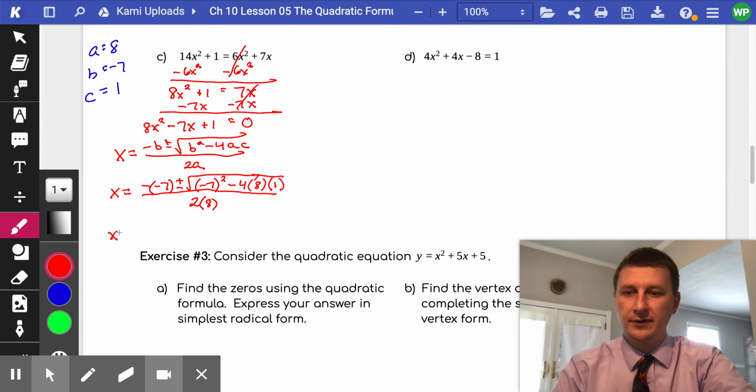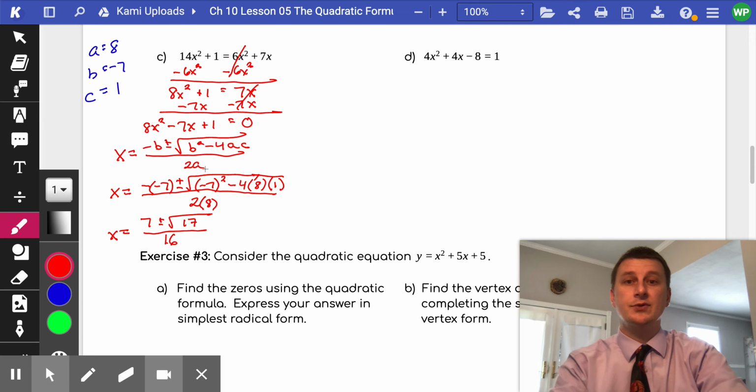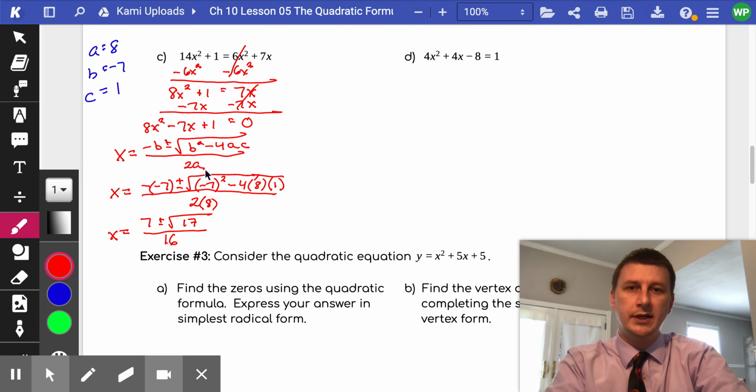And now we're going to do some simplifying. Well, a -7 is a +7, okay? Plus or minus the square root. Well, -7 squared is 49, minus 4 times 8 is 32, and 49 minus 32 will give me 17 over 16. Now, if we're taking a look at this, we first see, can we simplify this radical? And your answer is no, because that number 17 is prime. It can't be split into any other factors, so that's going to be our final simplified radical.